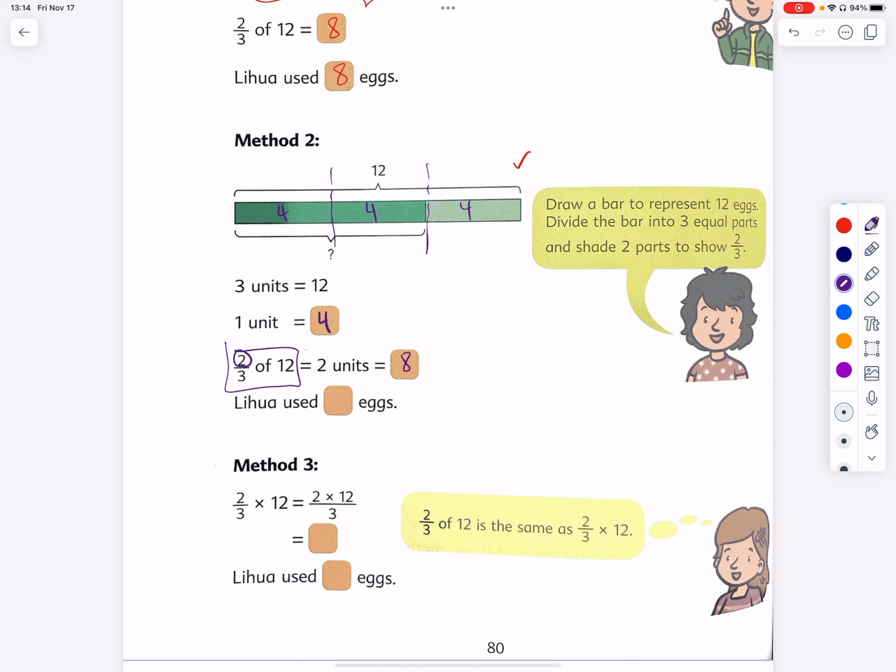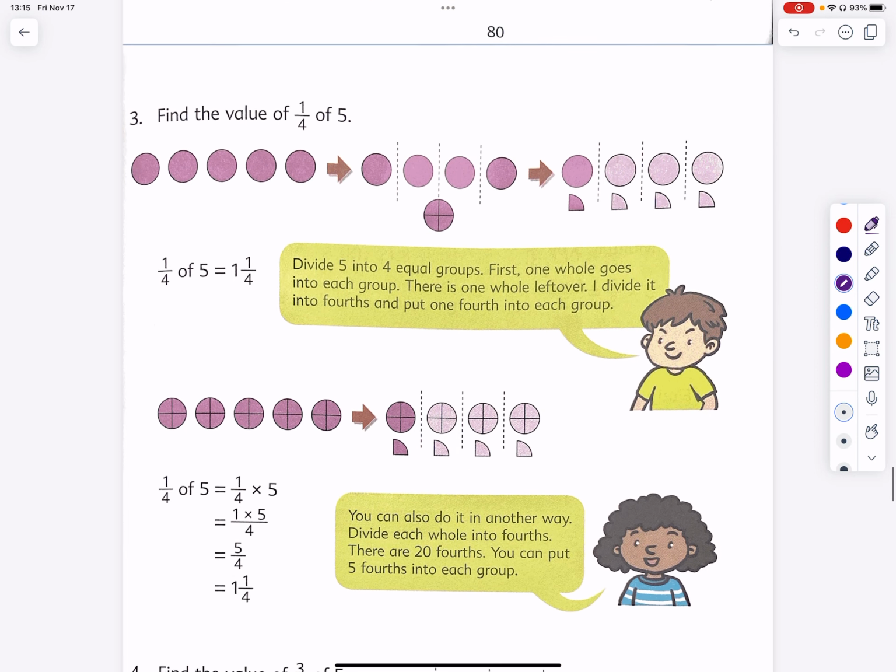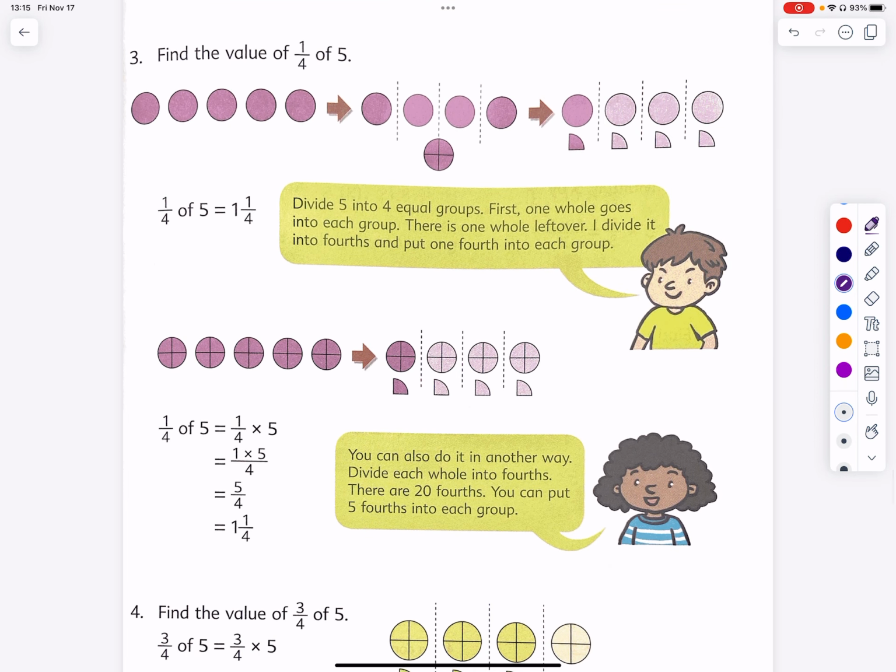2/3 of 12 in mathematics translates to 2/3 times 12. Here we go, yet a third way of looking at the egg problem. And of course, 2 times 12, right? Let's multiply. We have 24 thirds, which is the same as 8 eggs. Different ways of looking at it, but providing the same solution. Now we're going to look at multiple ways to represent multiplication of fractions.